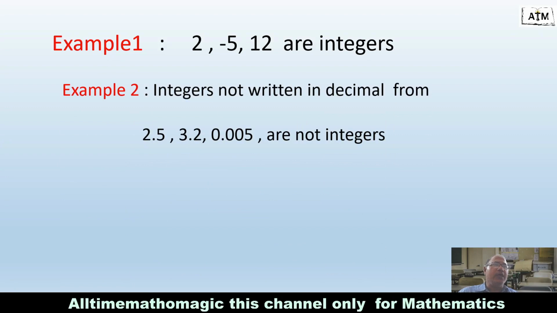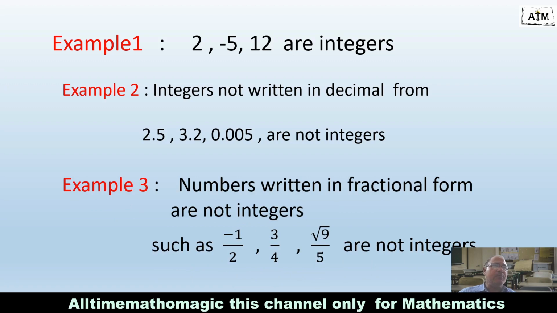Example 2. Integers are not written in decimal form. You cannot write integers as 2.5, 3.2, 0.005. They are all written in the decimal form. So whatever numbers are written in the decimal form, they are not integers.